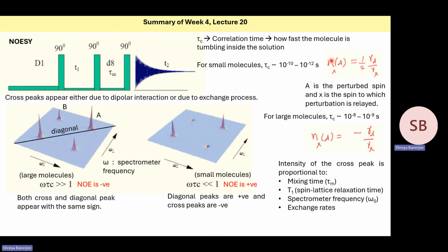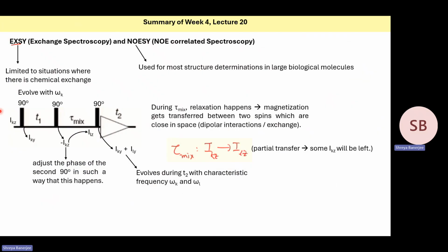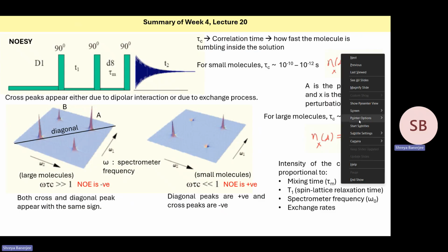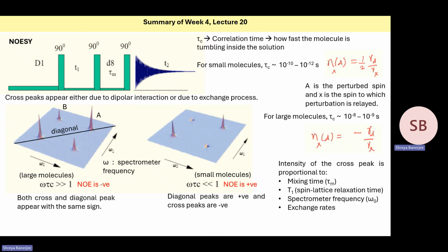We show it as NXA, where A is the perturbed spin and X is the spin to which the perturbation is relayed. So in the previous example, we were perturbing K and K was transferring magnetization to L, so it will be NKL.